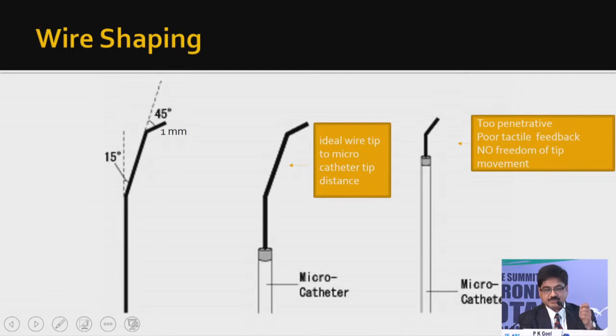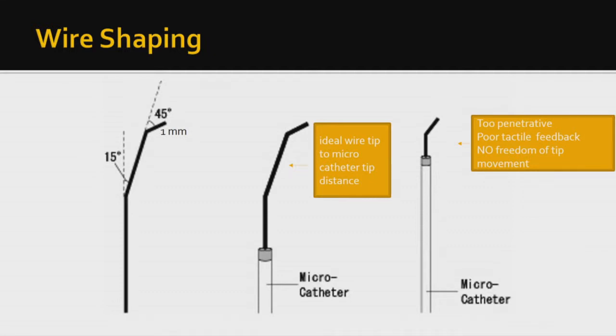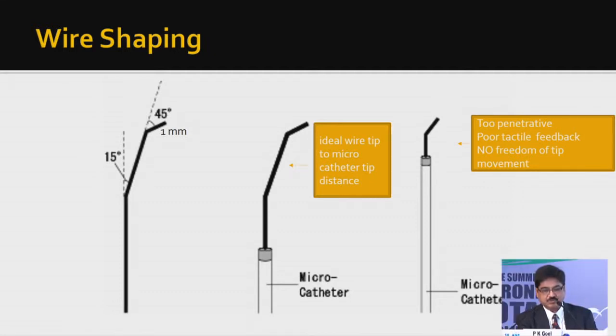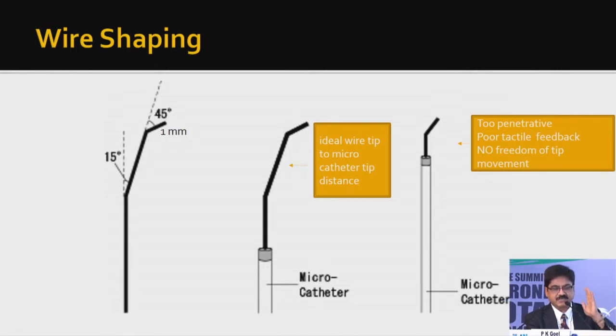The wire has to be shaped, you said it is 1 millimeter, and 1 millimeter shaping is not easy, I can tell you. So please make sure the tip of the wire is only 1 millimeter. You might make a secondary curve. I asked that question to Dr. Asakura also. There are special wires on which secondary curves cannot be done.